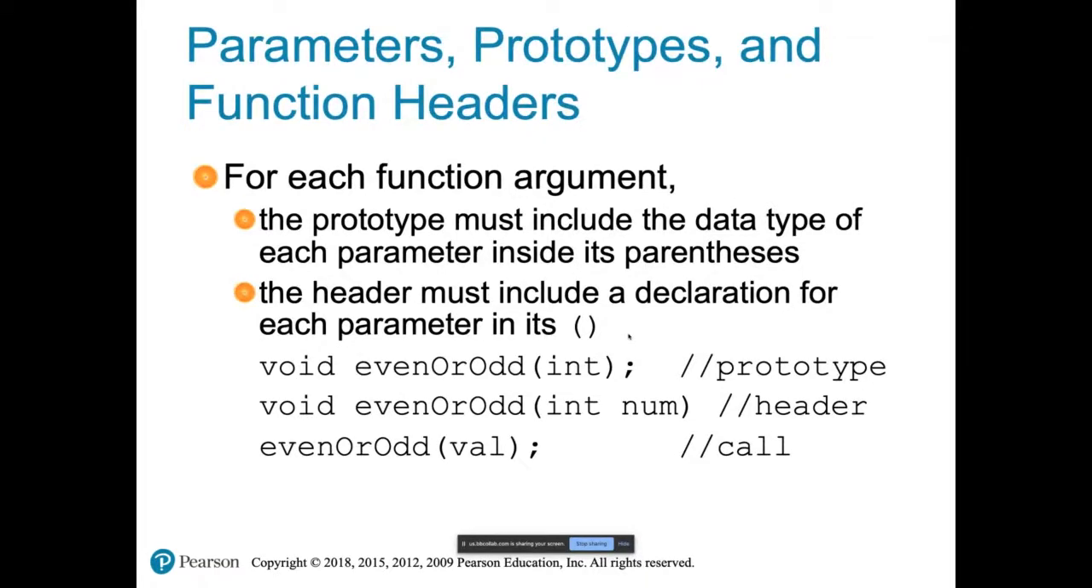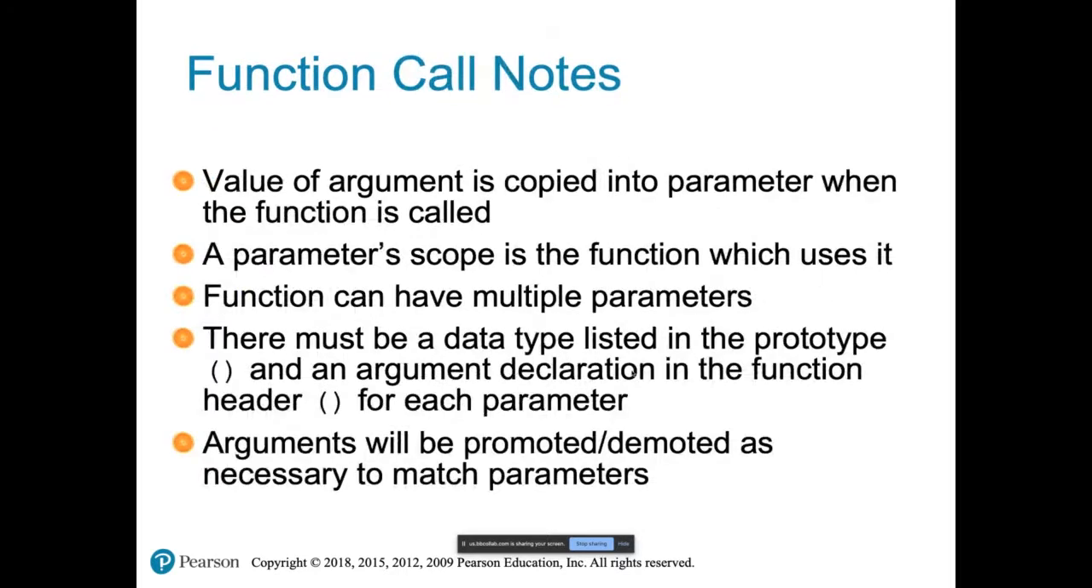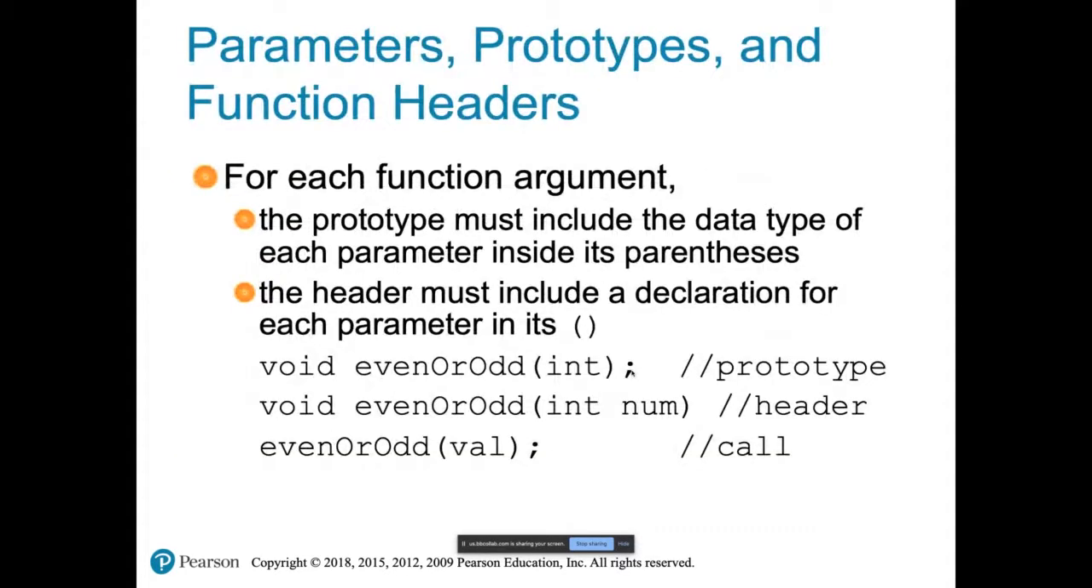The prototypes must include the data types of each parameter in your list. So in this case, this can only take one int in the prototype. Notice in the prototype, you do not specify the parameter name. You just tell it the data type. In the header, the one underneath it, you must give it a parameter name. And then when you call it, you just call it with the arguments.